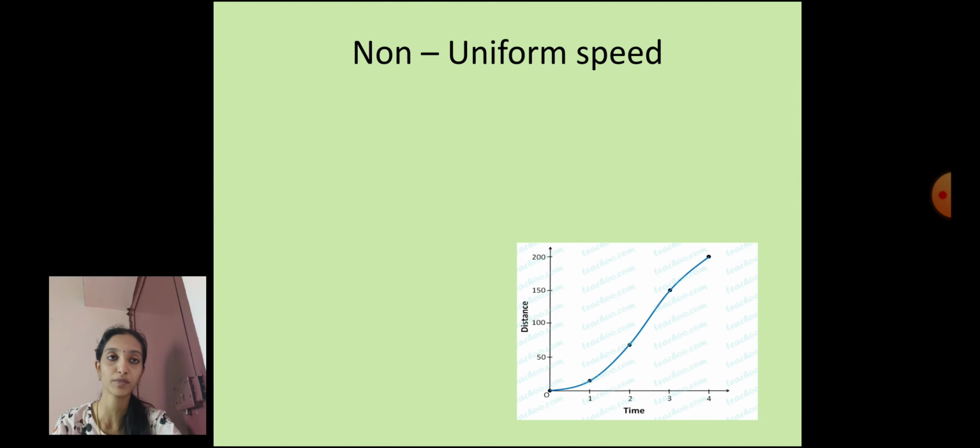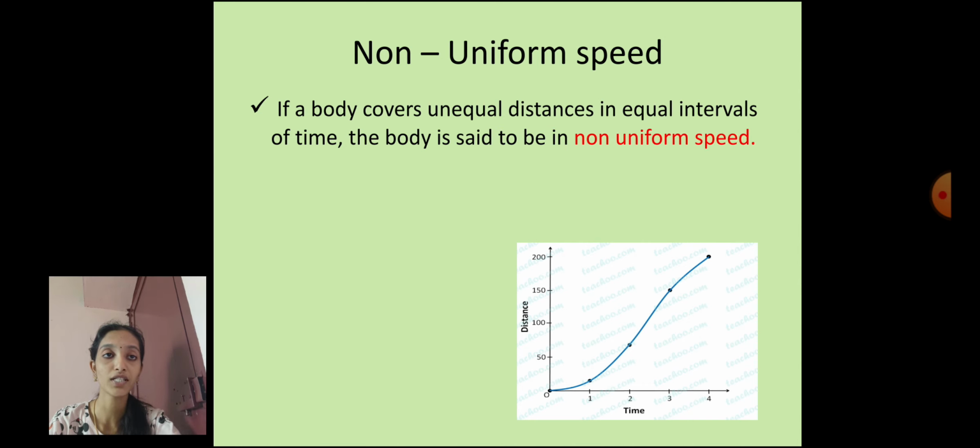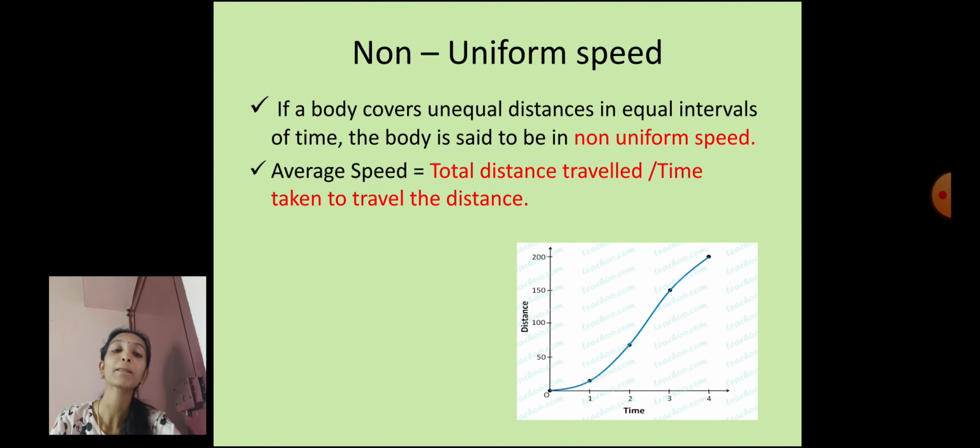Non-uniform speed: if a body covers unequal distances in equal intervals of time, then the body is said to be in non-uniform motion. The formula for the average speed is equal to the total distance travelled divided by the time taken to travel the distance.